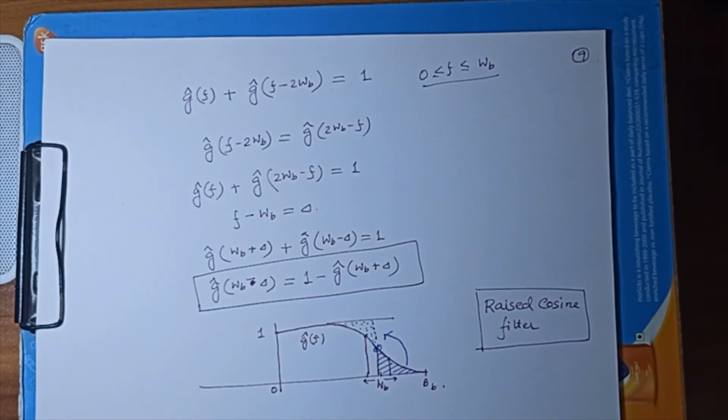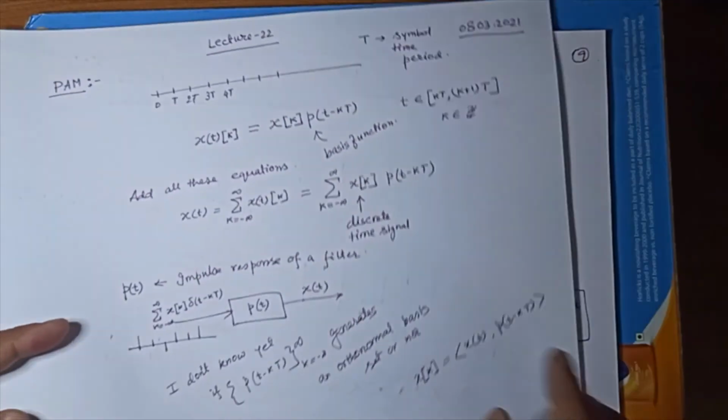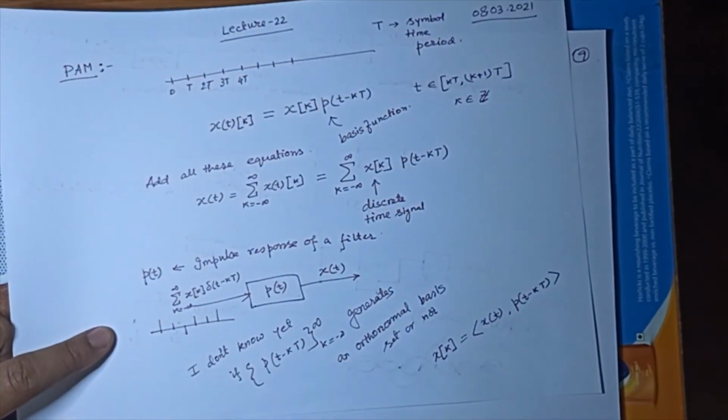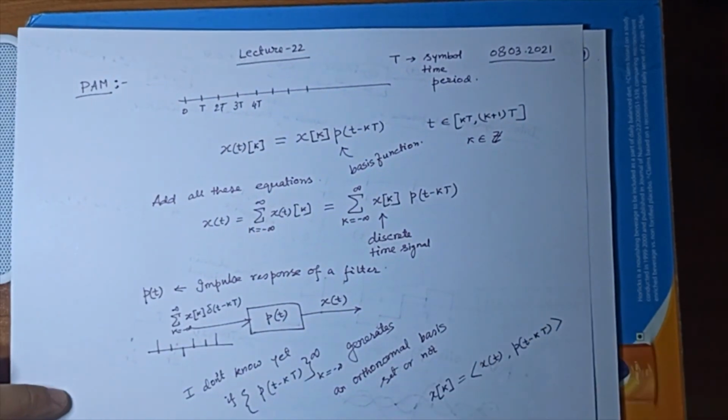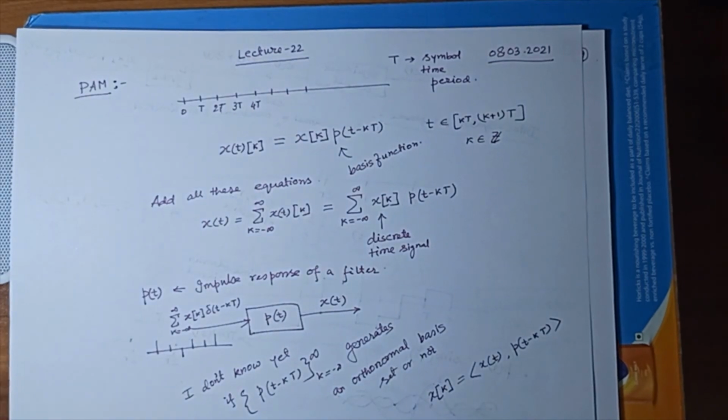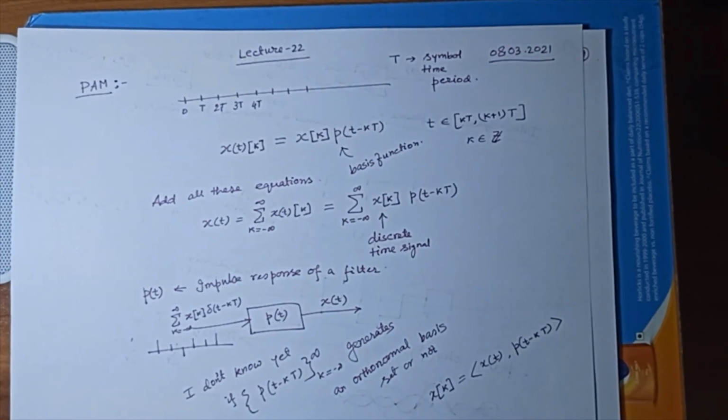So with this I'm stopping. In the next class we'll talk about how these pulses, which satisfy the Nyquist criteria, can generate an infinite set of basis functions, such that we can have this as a Fourier expansion, and automatically this inner product will give us the solution. That we will talk about, and that is called the matched filter. So it will be understandable.